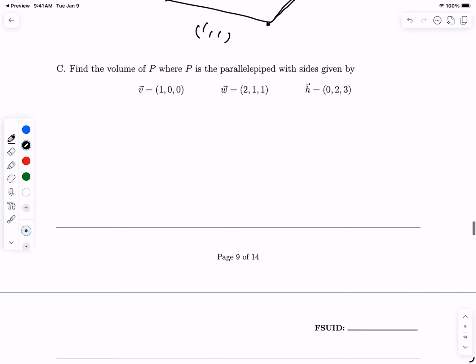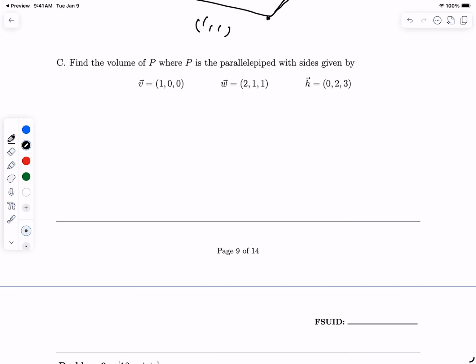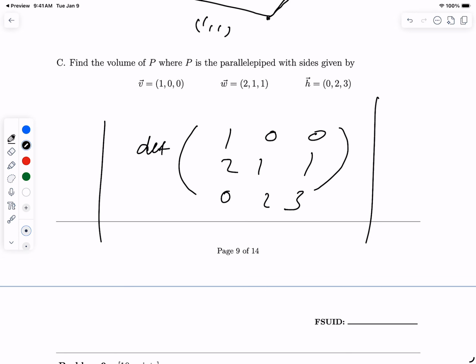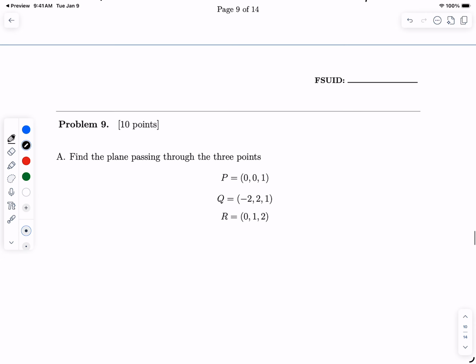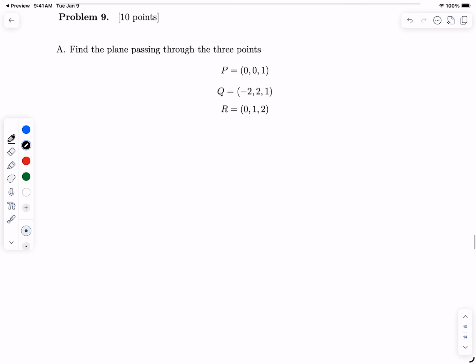Okay. And find the volume of P, where P is a parallelepiped with these sides, and I think you know the formula. You just compute the determinant of 1, 0, 0, 2, 1, 1, and 0, 2, 3. And if it is a negative number, you take its absolute value. It gives you the volume of the parallelepiped in 3 space. Find a plane passing through these 3 points. You know what to do.